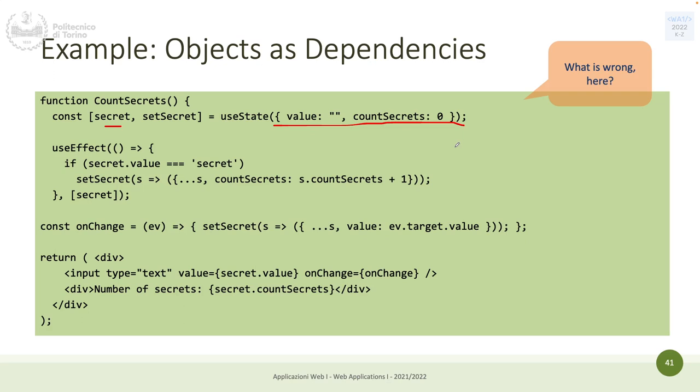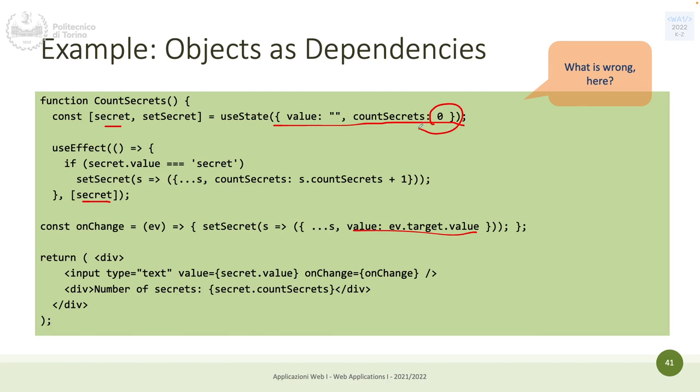It's an input text. When we type something, we update the secret state and we change the value here. We change the value and we keep the rest. And we have a useEffect that runs every time secret is updated, so when we type something in the input, if the value is equal to the string secret, we also update this number here.